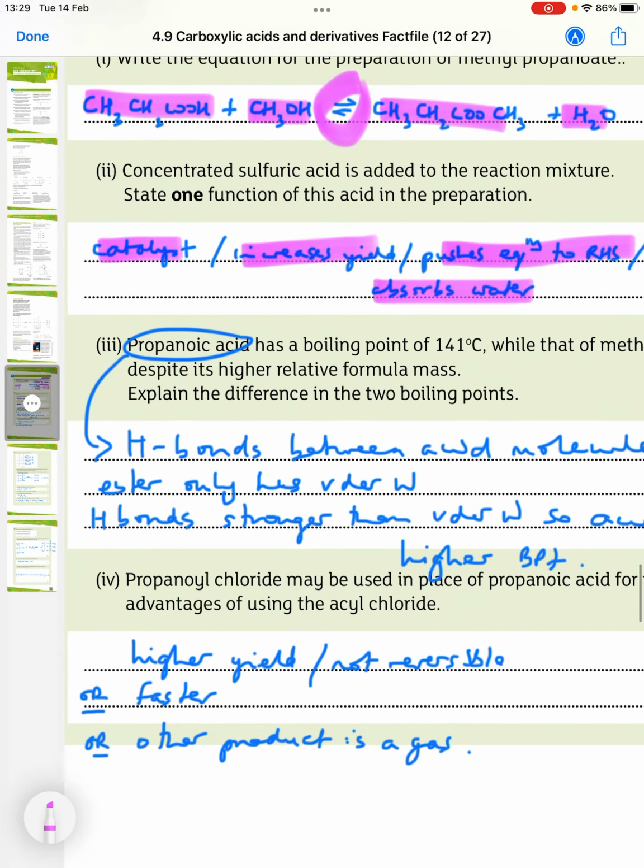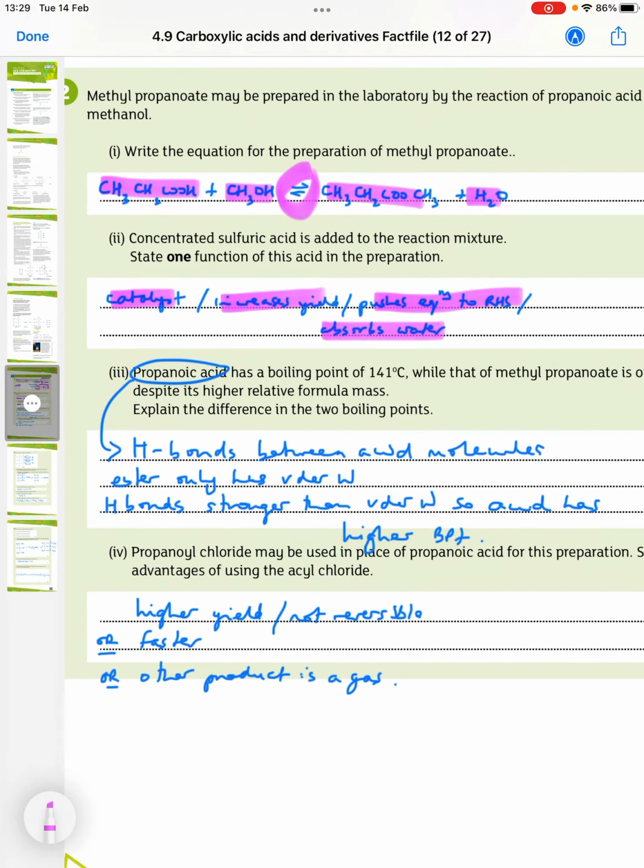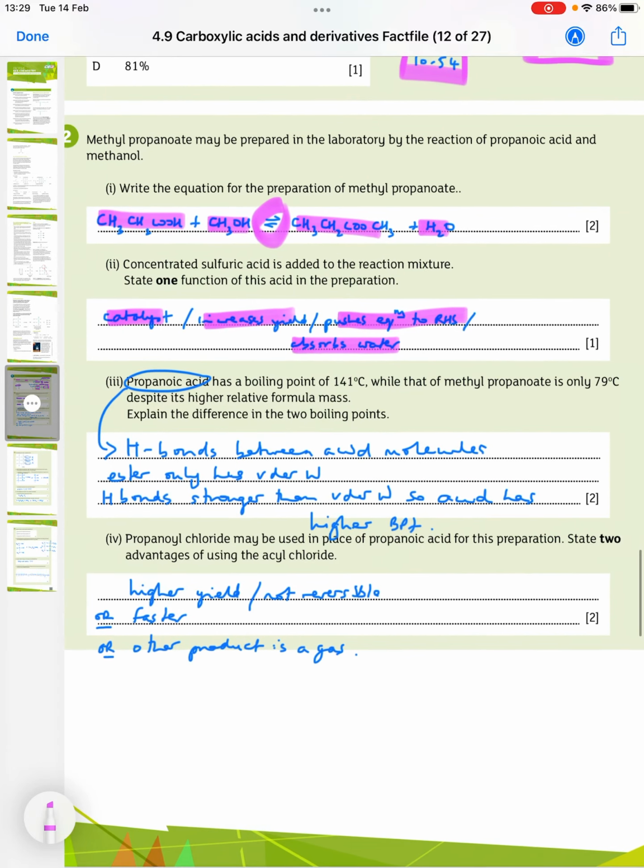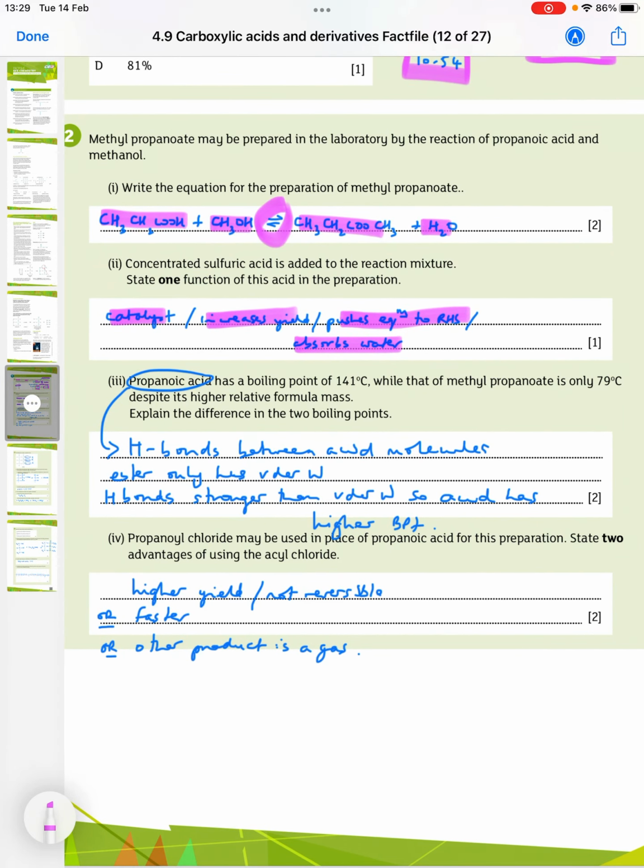Then next question, propanoic acid has a boiling point of 141 degrees C, while that of methyl propanoate is only 79 despite its higher relative formula mass. Explain the difference between the two. So we've got the ester here and an acid. Of course the answer is to do with hydrogen bonds. The hydrogen bonds between the acid molecules mean that it has a higher boiling point. The ester only has van der Waals. The hydrogen bonds are stronger than van der Waals, so the acid has the higher boiling point.